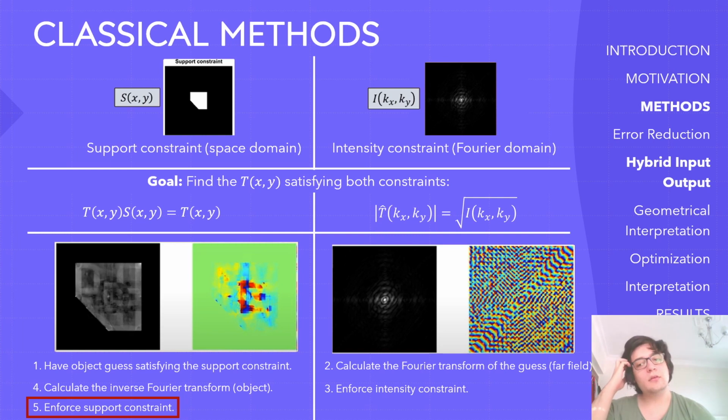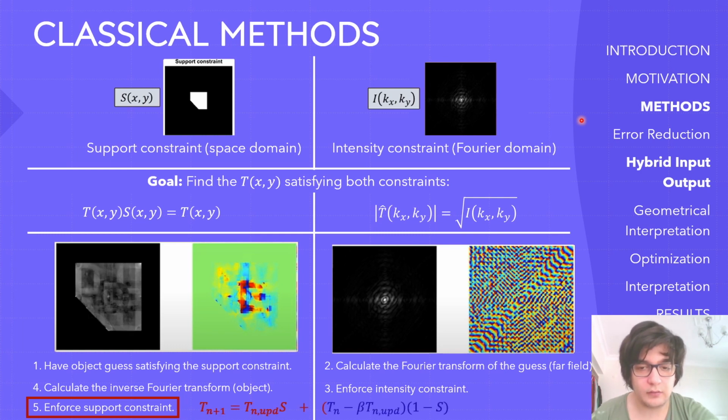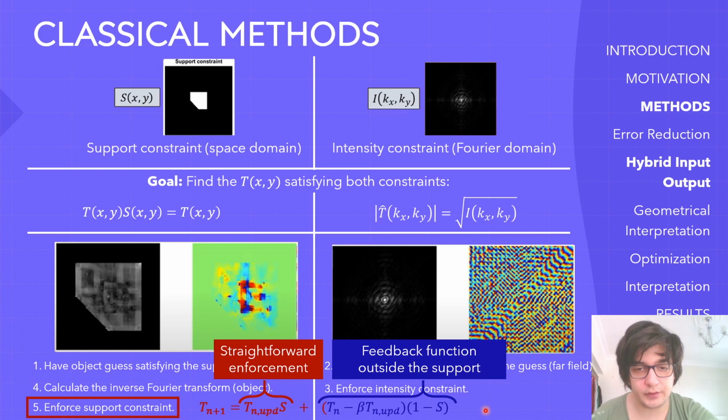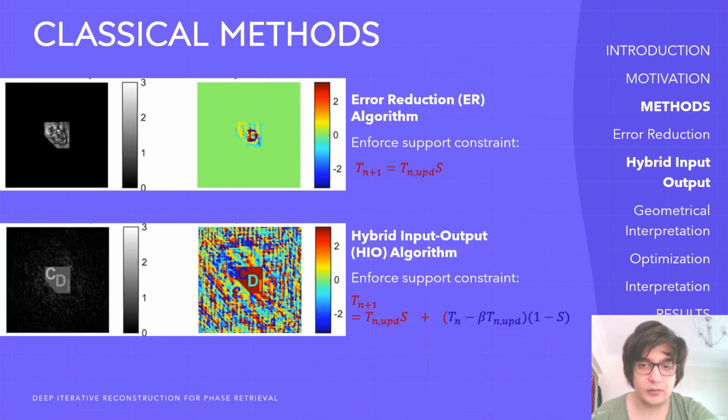So instead of directly enforcing the support constraint, we will do something different. We will also add a feedback function outside the support in the algorithm, and the reconstruction will be better if we do this feedback step. As you can see, it's much better than the error reduction algorithm, which is the first one.